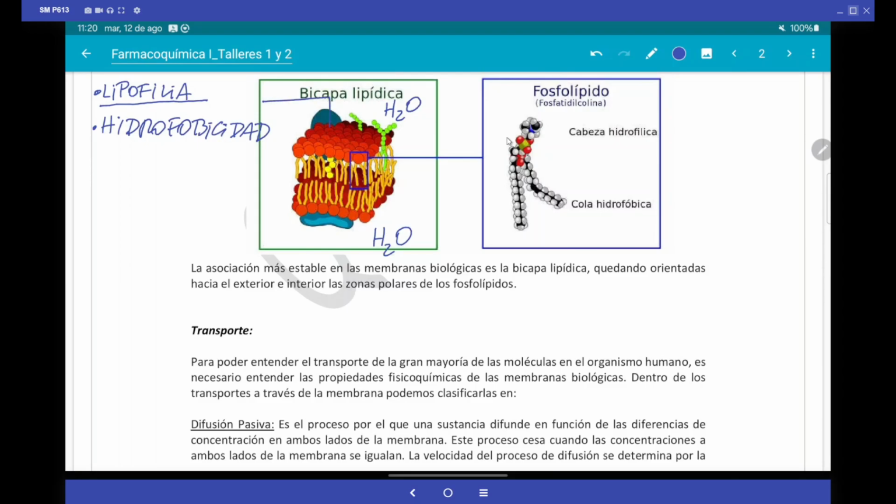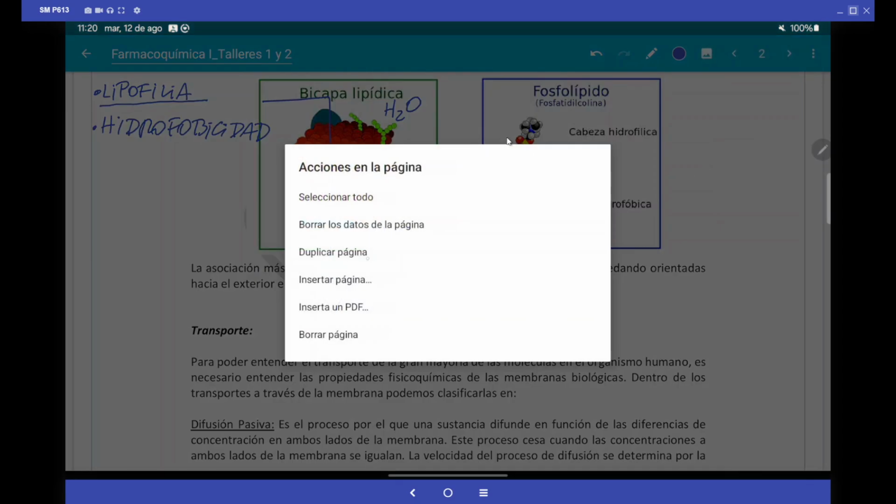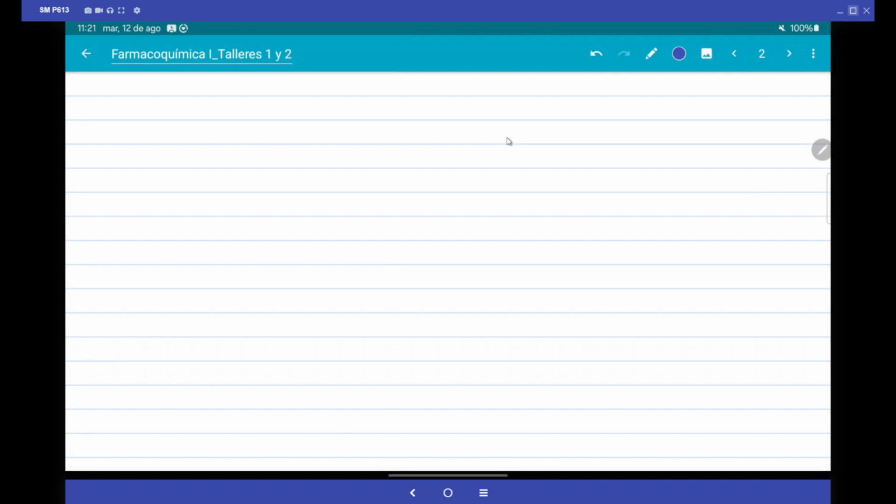It has to be able to cross barriers, but not so much in such a way that it is retained in the membrane. So there I am going to introduce this concept that we are going to define immediately. I am going to insert a page for it. What is the concept of log P? That is the lipophilia of which we are talking. The lipophilia or log P. Where, what is P?